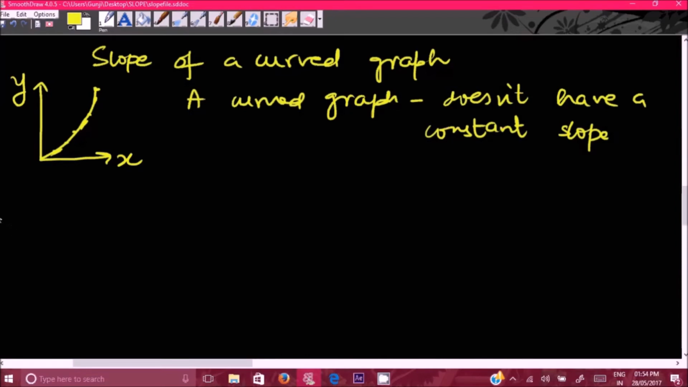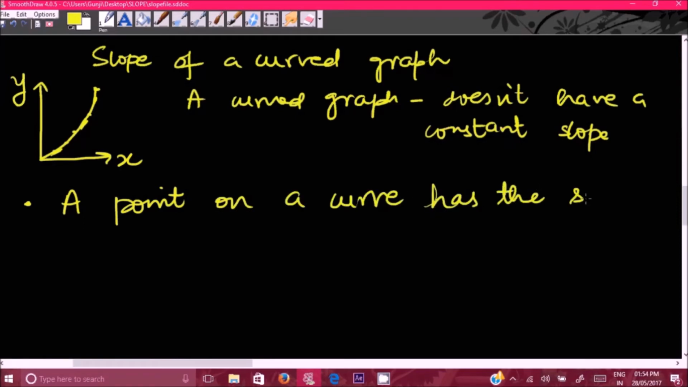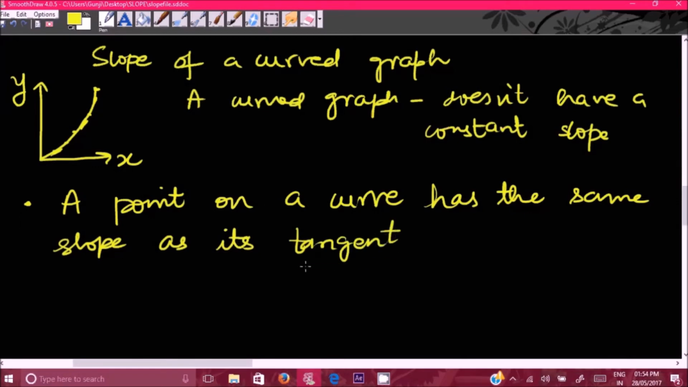How do we find the slope of a curved graph? Let's see. Here we have to find the slope of every point, because every point has a different slope. So remember, a point on a curve has the same slope as its tangent. Now what is a tangent? A tangent is a straight line. Suppose this is a curve. This is a point. The tangent to this point will be this.